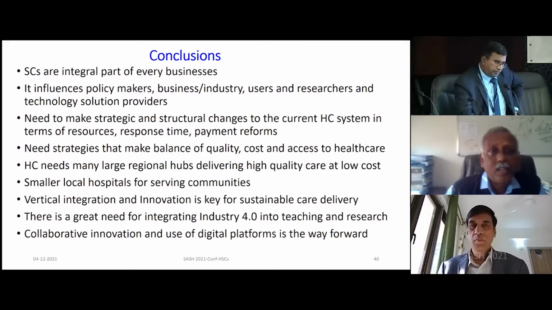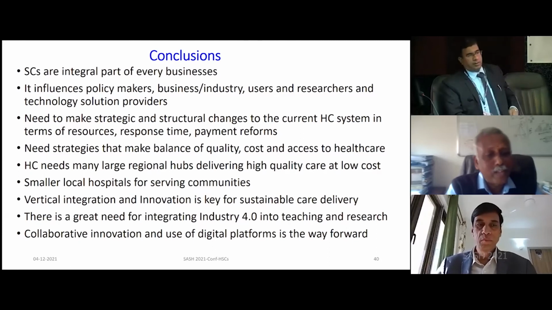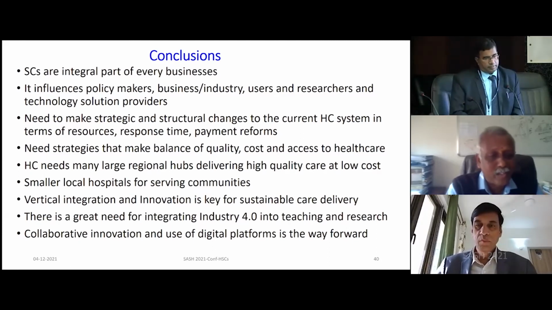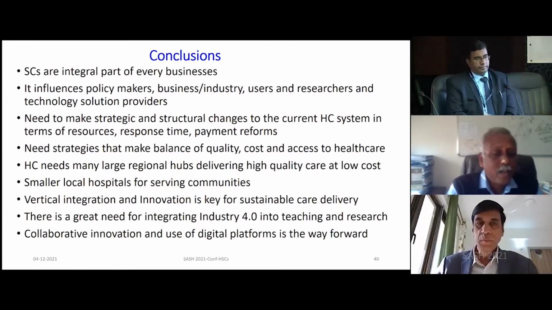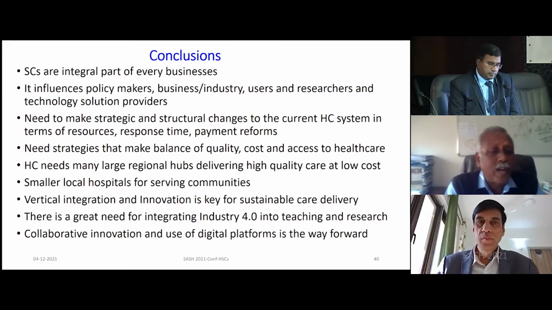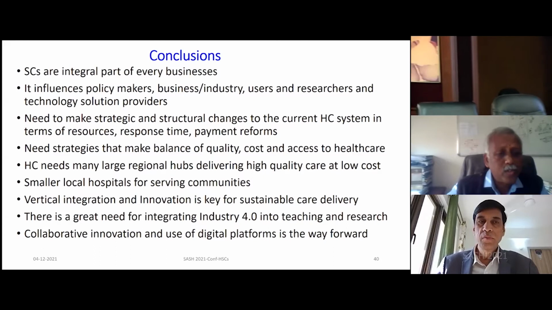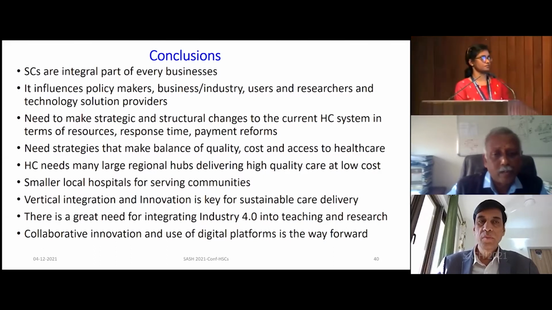Some of the conclusions would include: make sure that supply chain is the core of your organization, be it healthcare, e-commerce, a mobile company, or any company for that matter. No organization can survive without supply chain. Supply chain is like the spine of an organization. That is the point I want to drive. And the future of supply chain depends on collaboration.